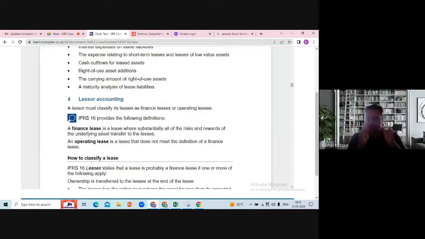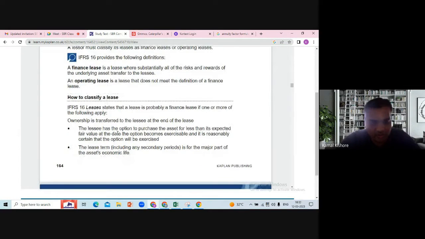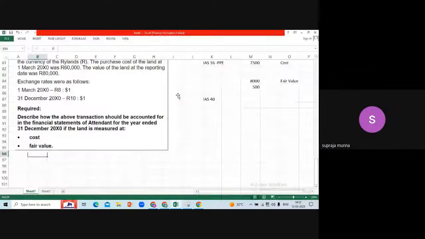Sorry, IAS 17 is the older standard, where they are giving both the choices, finance lease and operating lease, which are continued. So what a finance lease is, is like whatever we have just discussed before. We discussed some points, like finance lease.